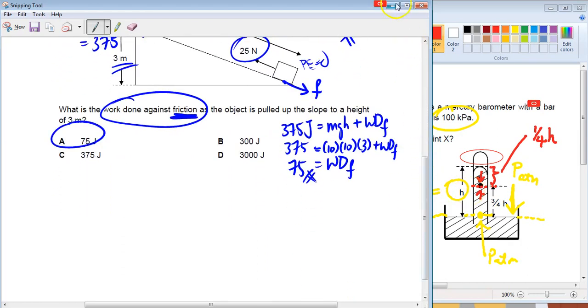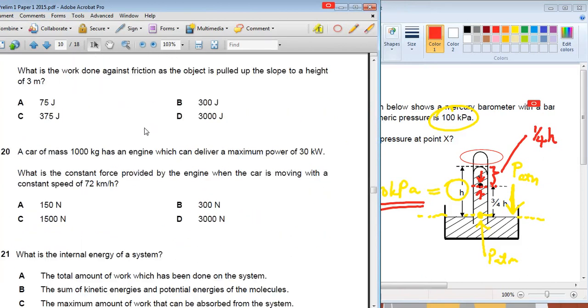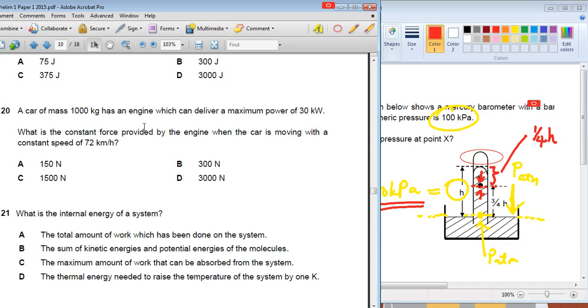Okay, let's move on. That is question 19. I thought it is simple, but it is not. So good question, thank you. Okay, then after that is your question 20. Car of this deliver power. What is the constant force? Constant speed and all that.